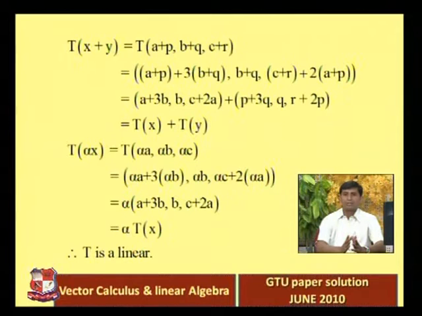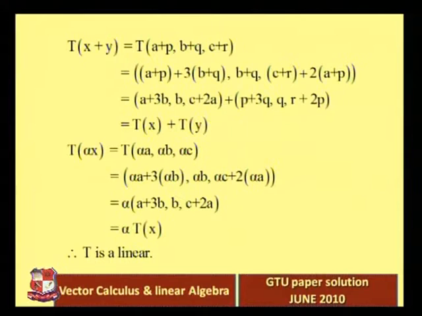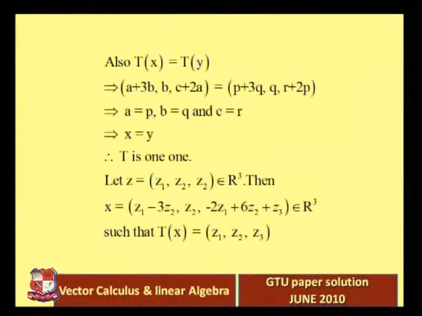Now next, you have to check whether T is 1-1 or onto or both. So for one-oneness, what do you have to do? You have to start from T of x equal to T of y and try to prove that x is equal to y, right? So we start from T of x equal to T of y, that is (a plus 3b, b, c plus 2a) equal to (p plus 3q, q, r plus 2p), which gives a equal to p, b equal to q and c equal to r. So definitely x is equal to y, okay, and so T is 1-1.